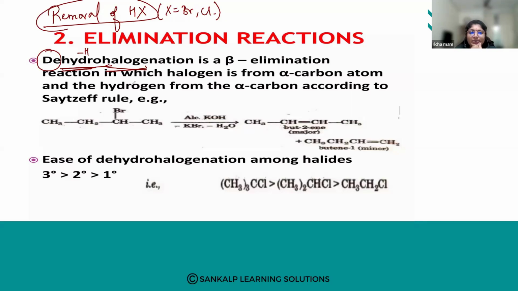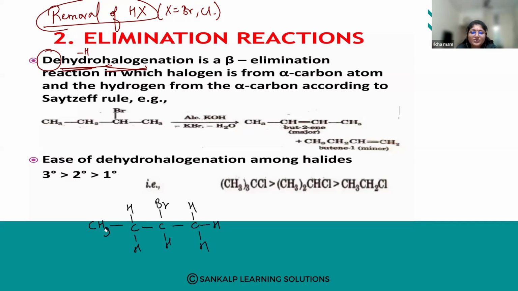It is a beta elimination reaction in which the halogen is removed from the alpha carbon atom and the hydrogen from the beta carbon, according to the Saytzeff rule. Let me show you this. I'll take an example. I have CH3, CH2, then CHBr and CH3. So this is the molecule.